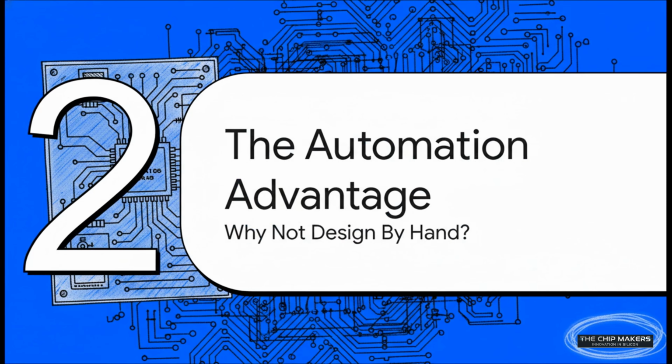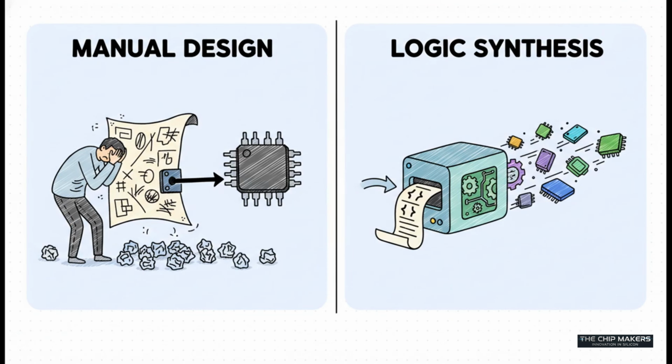So, why do we lean so heavily on this automation? Why not just draw the circuits by hand like they did in the old days? Well, the simple answer is that as we went from chips with a few thousand transistors to the billions we have today, doing it by hand just became impossible. The difference is truly night and day. And this slide really nails that difference.